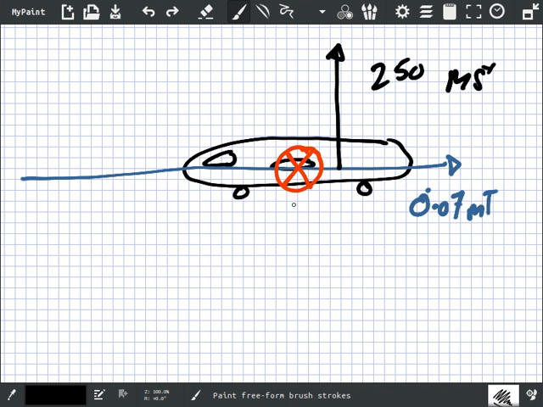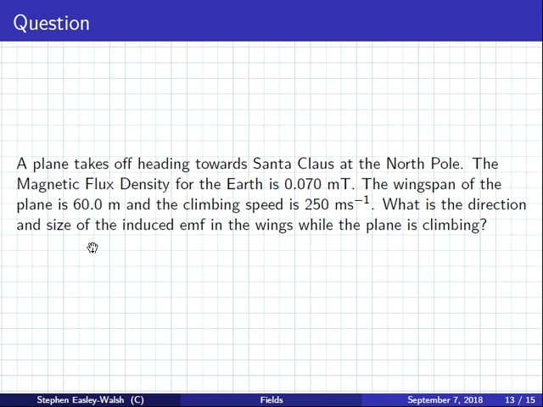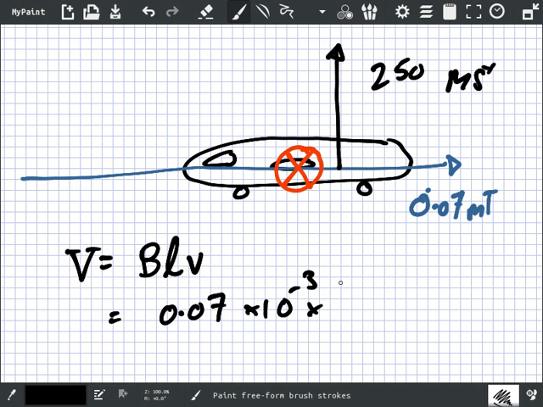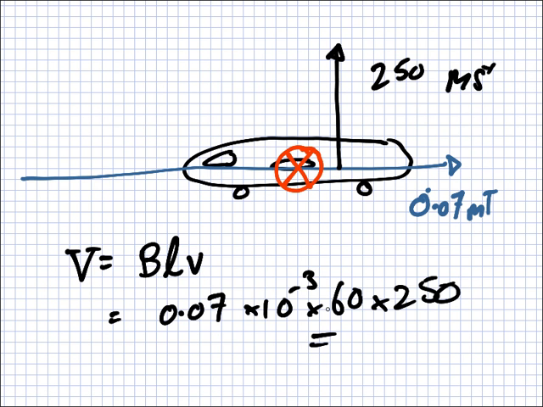My question is, what's the current here? So this is an example where you can use the other formula, if you like, because there's only one wire, like one wing. It's not like the plane has a wire wrapped around it. So there's one piece of wire, which are the wings, and it's moving with a velocity v. So you can use the formula I gave you, BLV. In this one it would be 0.07 times 10 to the minus 3, times the wings being 60 meters wide, so times 60, times 250. This is how much voltage is induced in the plane wings.